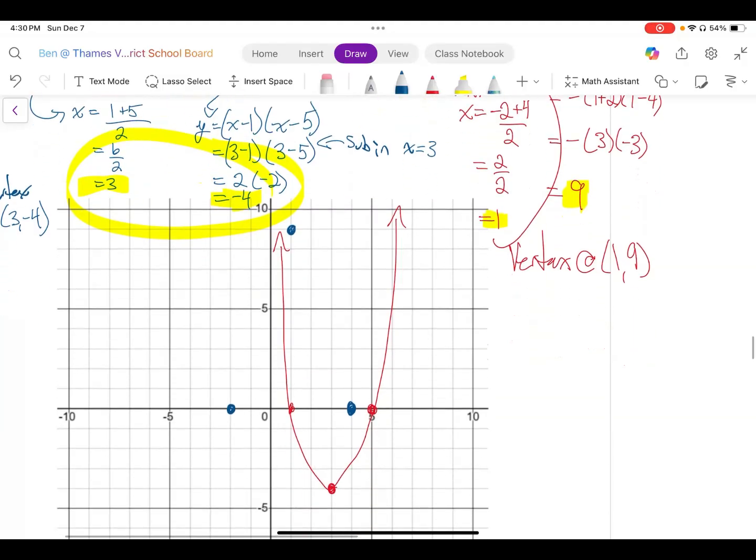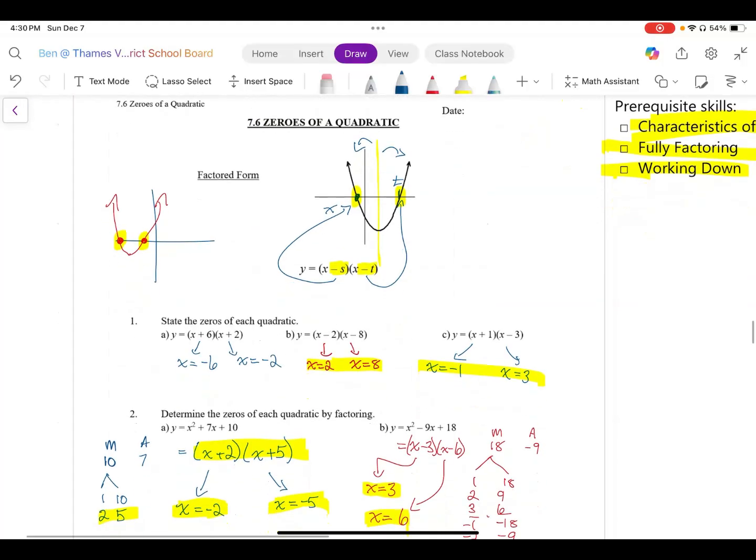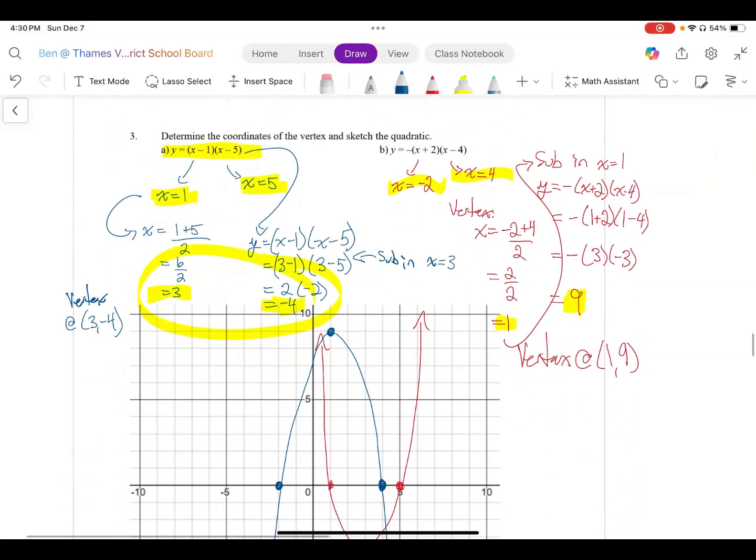I can see this is going to be a parabola opening down. It's going to look something like this. Is this a rough sketch? Absolutely, but a rough sketch is still really valuable. At this point, you should be able to handle all the practice for section 7.6. Nice work.